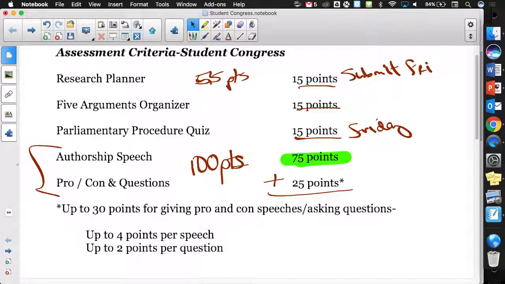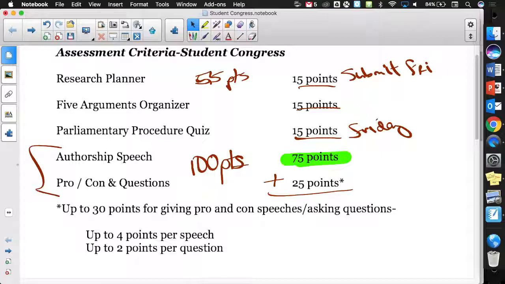So Nina presents her bill. Nina probably has no idea what her bill is going to be. Okay. So Nina gives her bill. We ask questions to Nina. And I'll keep track of it. Probably do about 3 to 5 minutes of questions.